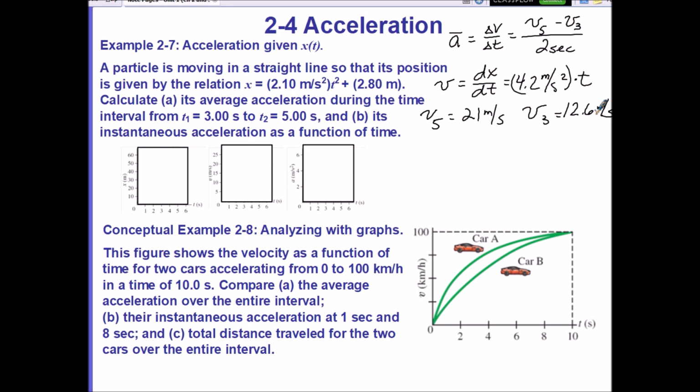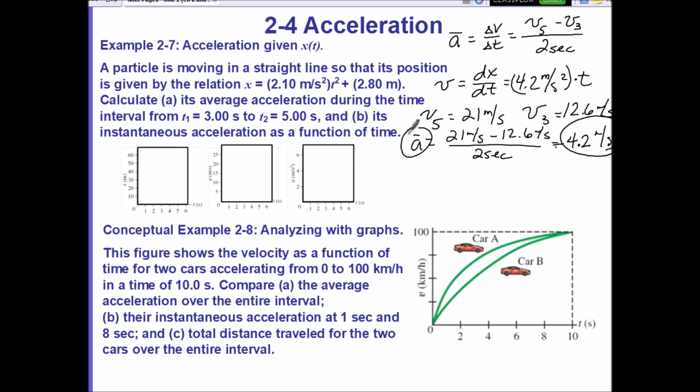So there, I can go ahead and now determine the average acceleration during that time interval by taking, let's see, 21 meters per second minus the 12.6 meters per second, and that occurs over 2 seconds. And for that, we get about 4.2 meters per second squared. So there we go, the average acceleration during that time interval.